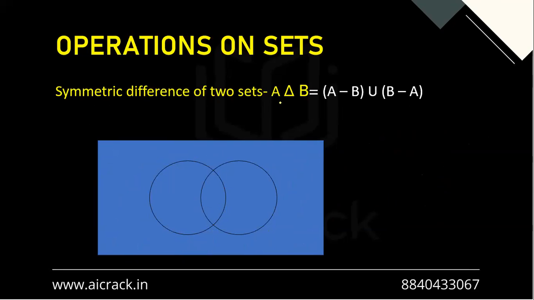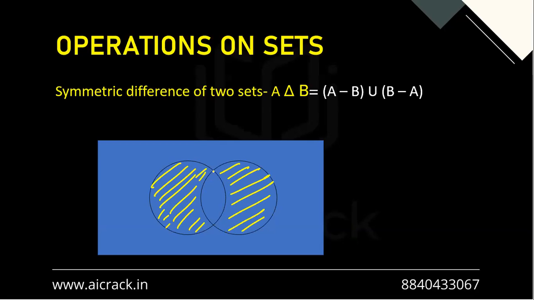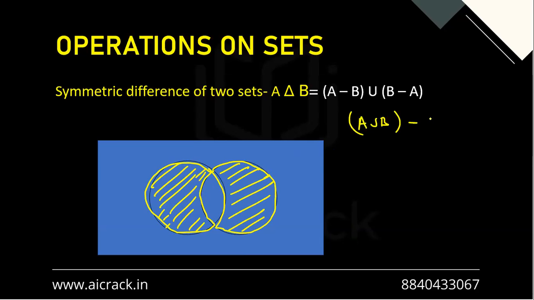Now let's look at symmetric difference of two sets. This is represented by A delta B, and what this means is A minus B union B minus A. So taking the example from the previous one, this is A minus B and the reverse is B minus A, and union of both of these means this region. So excluding this region, this is nothing but A union B minus A intersection B. We can do that.